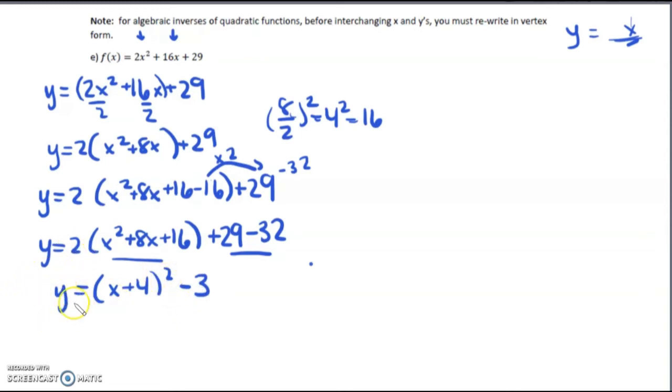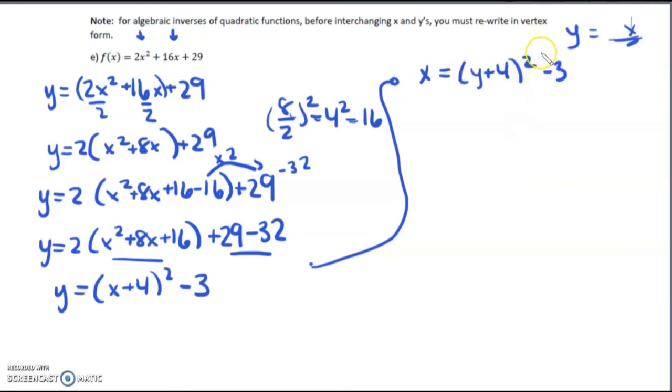Okay. At this point, we have one y on the left-hand side and one x on the right-hand side. Now we can actually find the inverse. So let's go ahead and switch the x and the y. So we have x equals y plus 4 squared minus 3. Bring over the negative 3. We get x plus 3 equals y plus 4 squared. How do we get rid of the squared? Root. So just remember we have to root the entire left-hand side. So the root sign goes over that positive 3 as well.